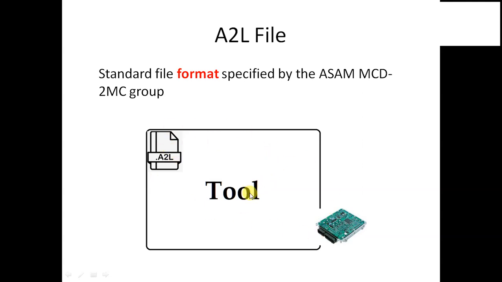This tool is interfaced with the ECU. So if you want to manipulate something in the ECU, you have to access the tool. Any tool, say CANoe or CANalyzer or CANape or any tools. For these tools, you can add the A2L file. So here the A2L file has been added, right? So this is a standard file format.